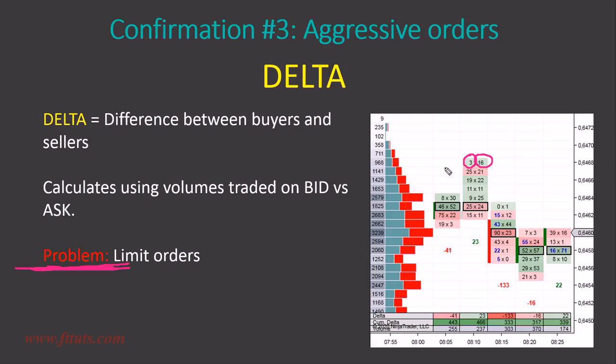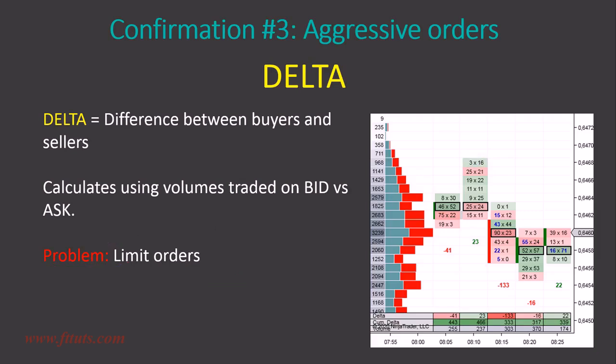But it's not usually like that. People like to use market orders, especially aggressive traders. When they need to enter a position, then they need to enter with market orders. So delta helps. Delta is very useful to watch, but you also need to remember that it's not a holy grail, all right? Because of the limit orders.